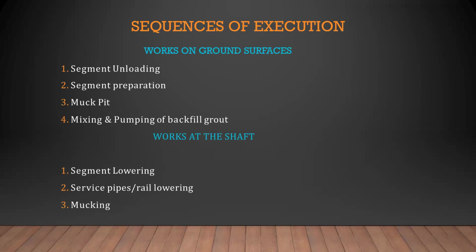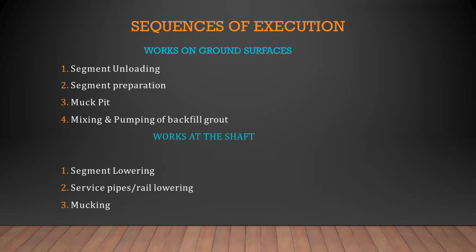Next, mixing and pumping of backfill grout. There are two types of liquid: liquid A and liquid B. Liquid A is a mixture of cement, bentonite, water, and stabilizer, and liquid B is sodium silicate. We use the sodium silicate to form a gel form of grout.